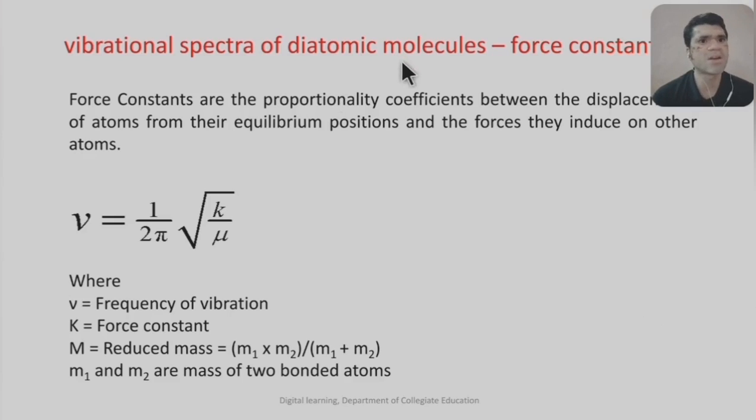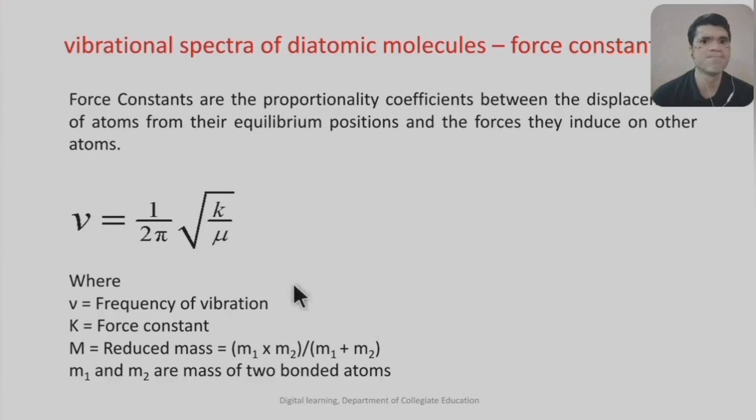Vibrational spectra of diatomic molecules. Force constants are the proportionality coefficients between the displacement of atoms from their equilibrium positions and the force they induce on other atoms. We know that bonds are not static. They are like springs, so these bonds keep vibrating at their equilibrium position, continuously along the internuclear axis.